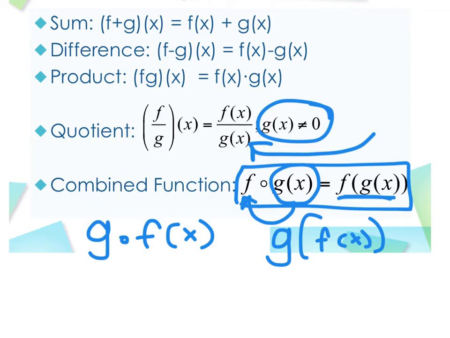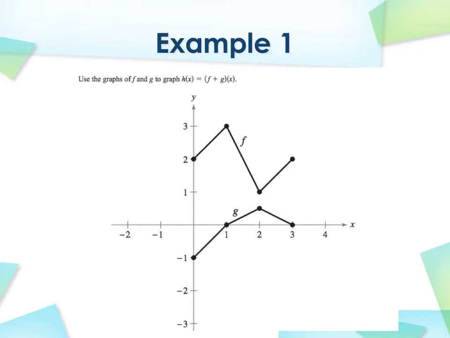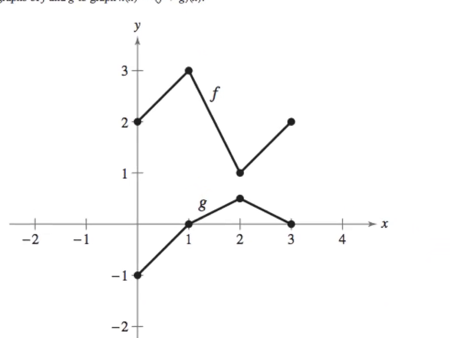Whatever comes second, or innermost in the parentheses, is what you're taking and plugging into the other one. All right, so the first thing you're going to see is a graph. It says use the graphs of f and g to graph h, which is the combination of f plus g. So you're adding f of x and g of x. These look a heck of a lot more complicated than they are. All you need to do is go dot by dot and add your two y values.